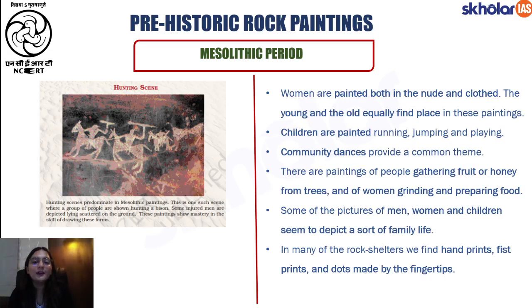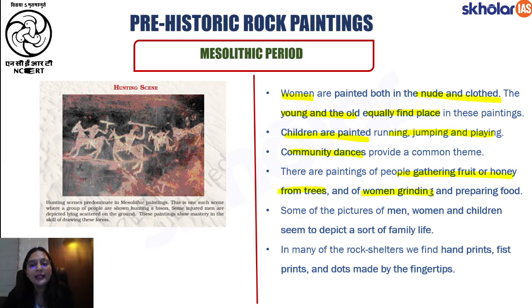Now students, apart from the hunting scenes that dominate the themes of the Mesolithic period, there are many mundane daily activities as well that are being shown on the cave paintings. Under that, students, even women are being represented both in the nude and clothed form. Also, students, the young and the old people also find a place in these rock paintings, wherein children are painted running, jumping, and playing. Apart from this, there is also a theme of community dances, and there are paintings wherein people are found gathering fruit or honey from trees.